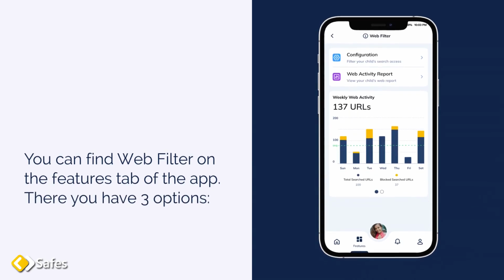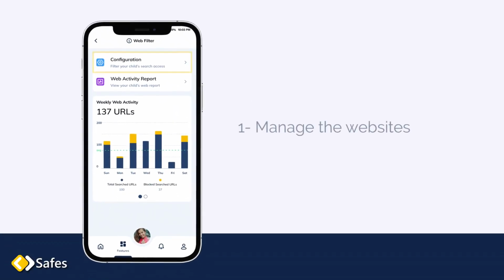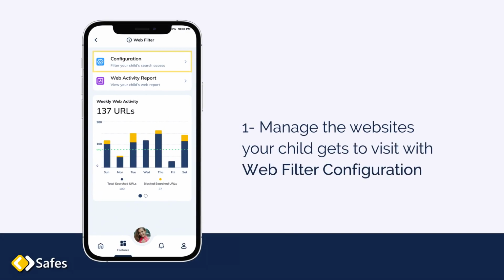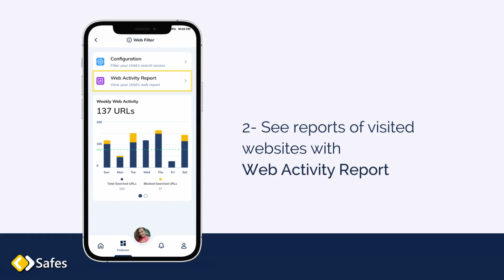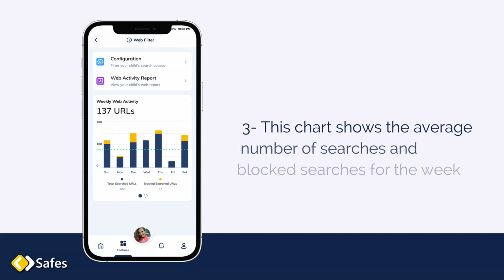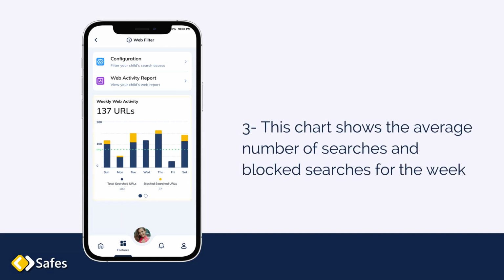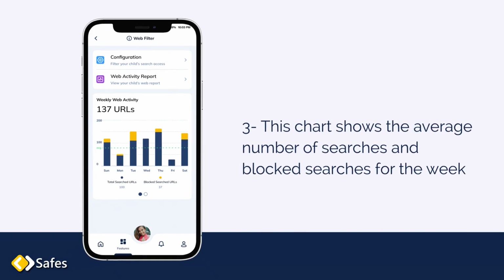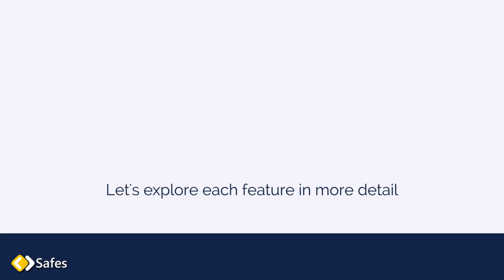There you have 3 options. Manage the websites your child gets to visit with WebFilter configuration. See reports of visited websites with Web Activity Report. This chart shows the average number of searches and blocked searches for the week. Let's explore each feature in more detail.